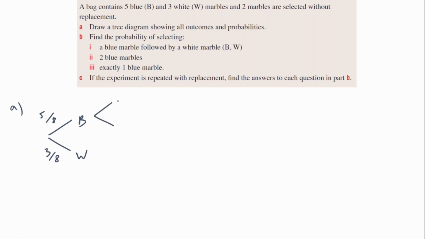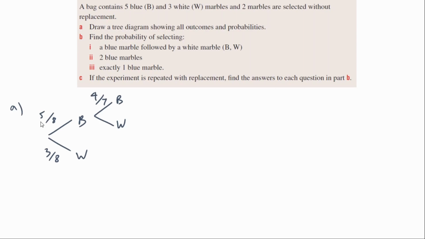So possibilities are still blue and white. That doesn't change there. But if I pick a blue marble, that means there's going to be 1 less marble from the total. Because there's a total of 8. If I picked 1, there's now going to be 7 left. And if I picked 1 blue, that means there's going to be 1 less blue left in the selection. So that means there's going to be a total of 4 out of 7 left.